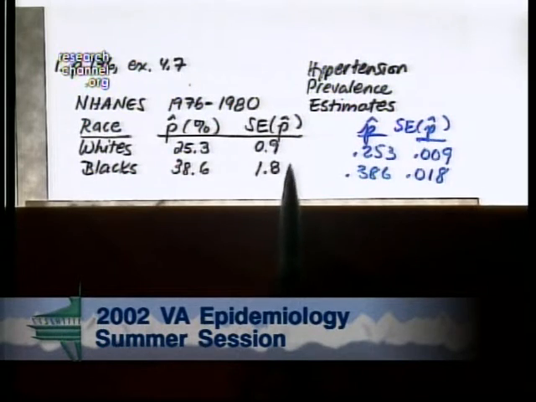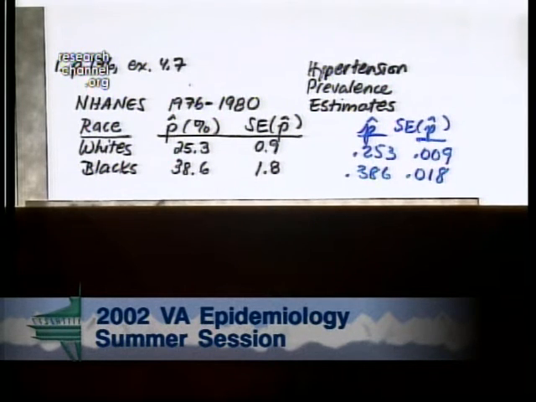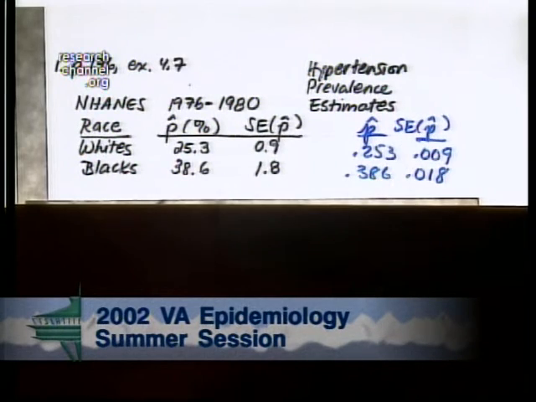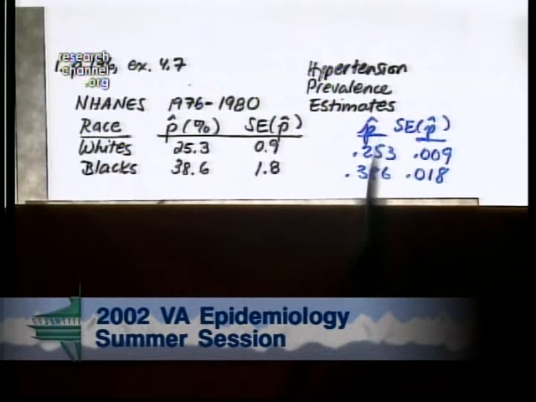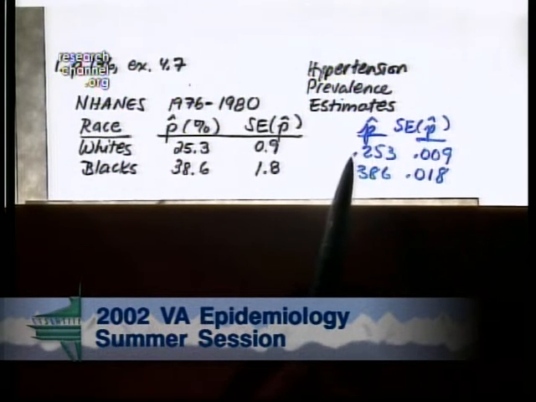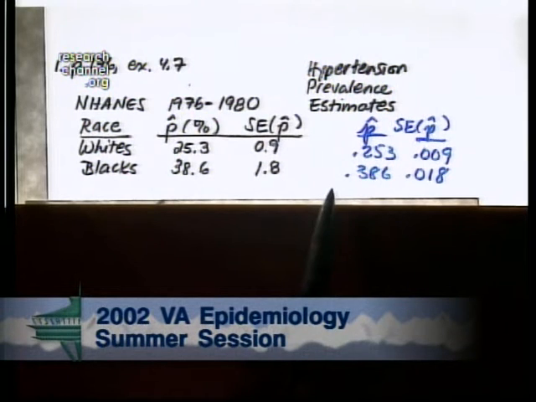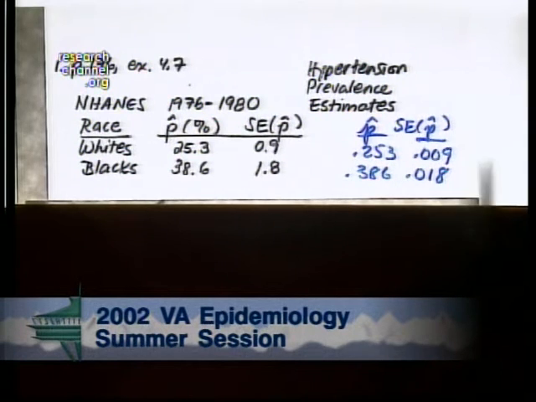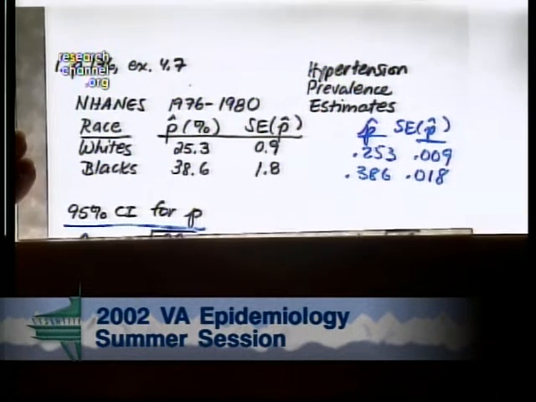In other words, that's the variability in the sample statistic, the square root of p times q over n, of 0.9% in whites and 1.8% in blacks. Now, in order to work with these proportions, since these were expressed in percentages, all that we need to do is divide by 100. So the sample proportion of whites is 0.253. The sample proportion of blacks with hypertension is 0.386. And the standard errors as well would need to be divided by 100, for a standard error of 0.009 in whites and 0.018 in blacks.